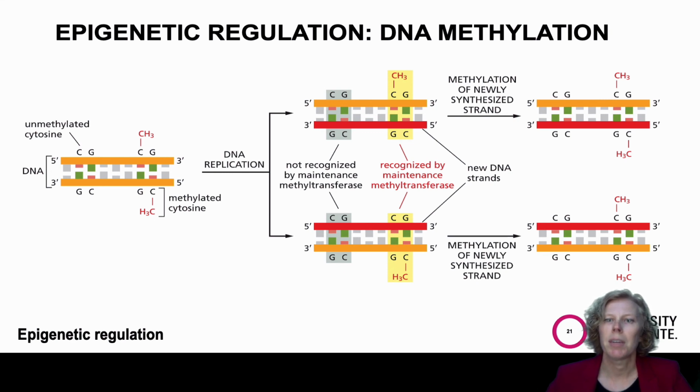Immediately after DNA replication, each daughter double helix will contain one methylated DNA strand, inherited from the parent double helix, and one unmethylated, newly synthesized strand. The maintenance methyltransferase interacts with these hybrid double helices and methylates only those CG sequences that are base paired with a CG sequence that is already methylated, thereby maintaining memory.